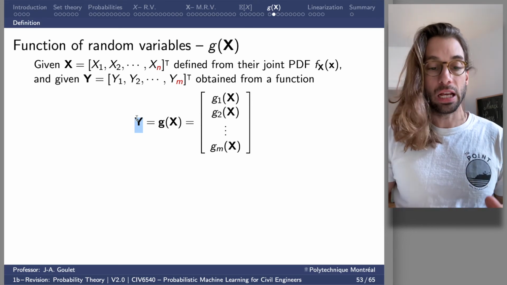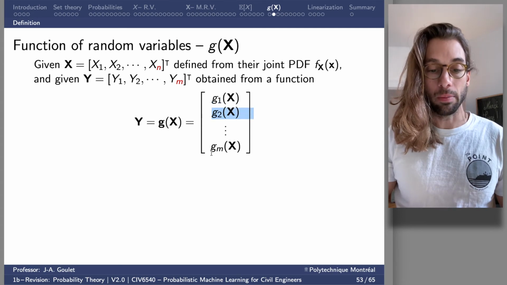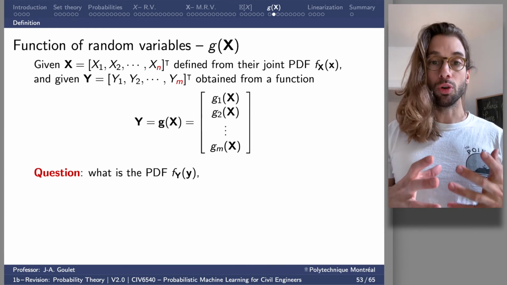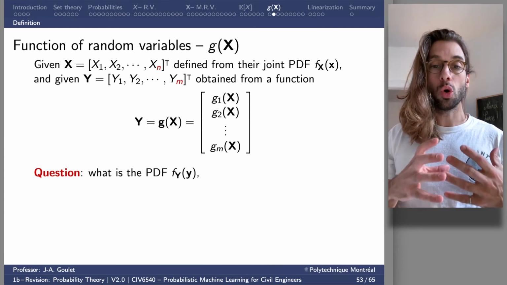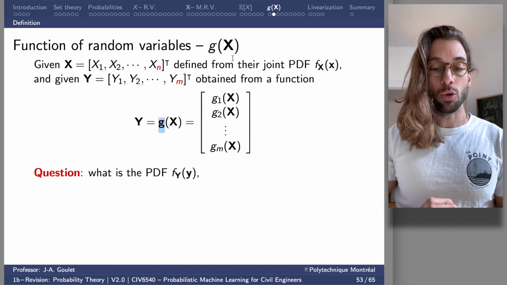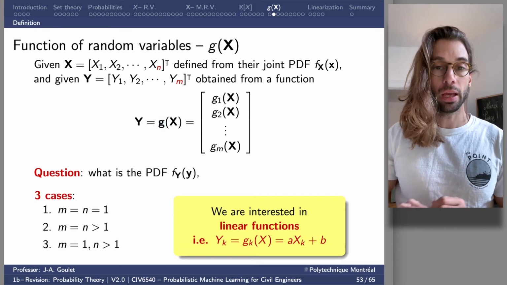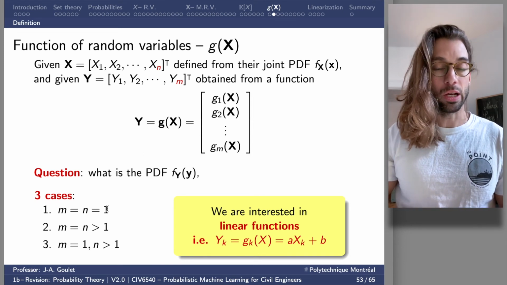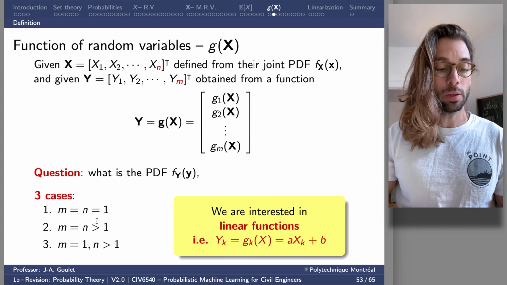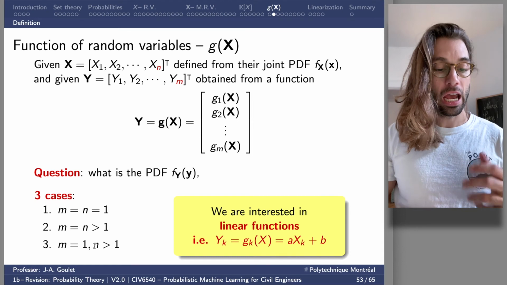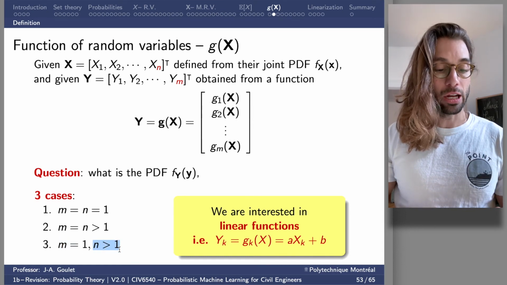I can rewrite this simply as a vector of univariate functions that all take the same input, that vector of random variables X. And the question we're going to answer together is: what is the joint PDF for Y, given that we know the deterministic function and we know the joint PDF for X? Here we're going to be interested in three specific cases: m equals n equals 1, meaning one input, one output; m equals n greater than 1, so n inputs, n outputs; and the case where m equals 1 and n is greater than 1.